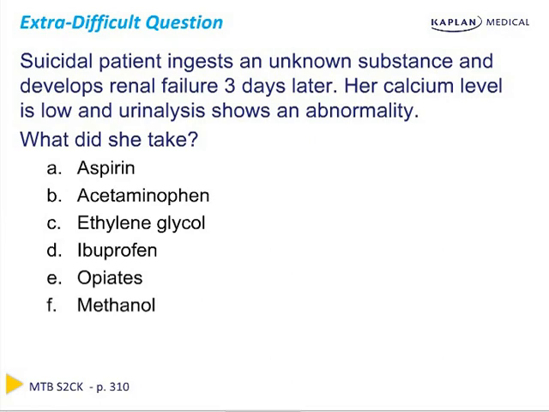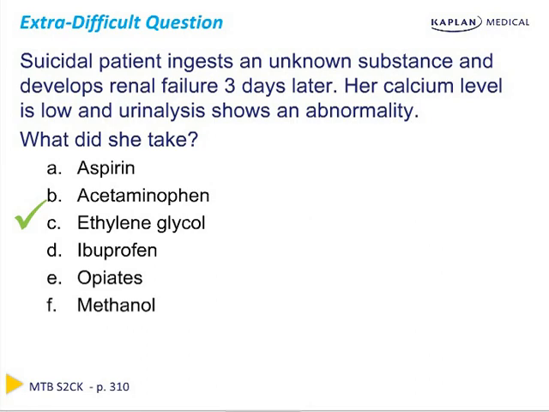So certainly all of these medicines can be taken in intentional overdoses for a suicide attempt, and several of them actually can cause kidney damage. So how do we go about picking the correct answer? The big clue in the question stem here is that the calcium level is also low. There's only one of these answer choices that both causes renal failure and hypocalcemia. The correct answer is ethylene glycol.